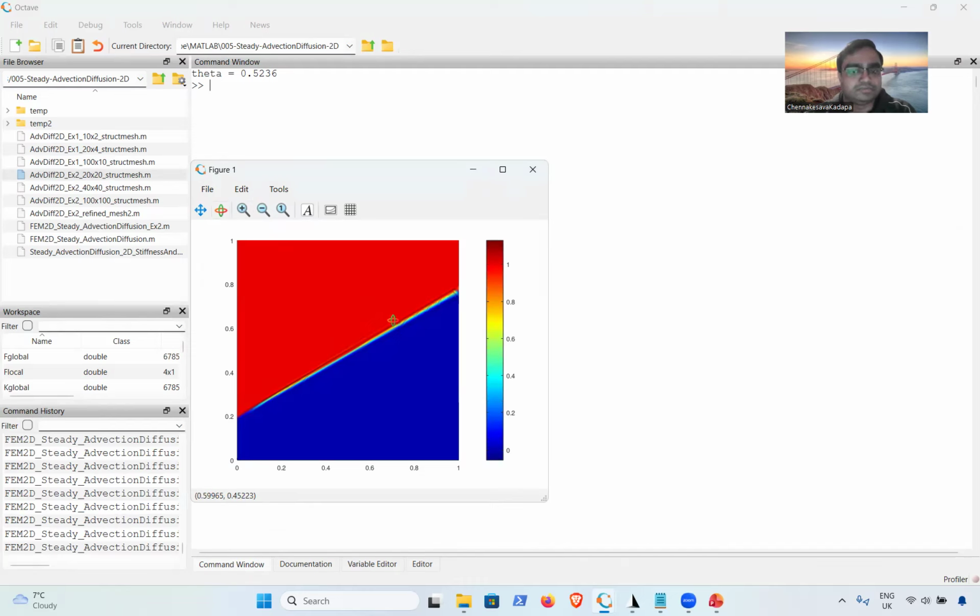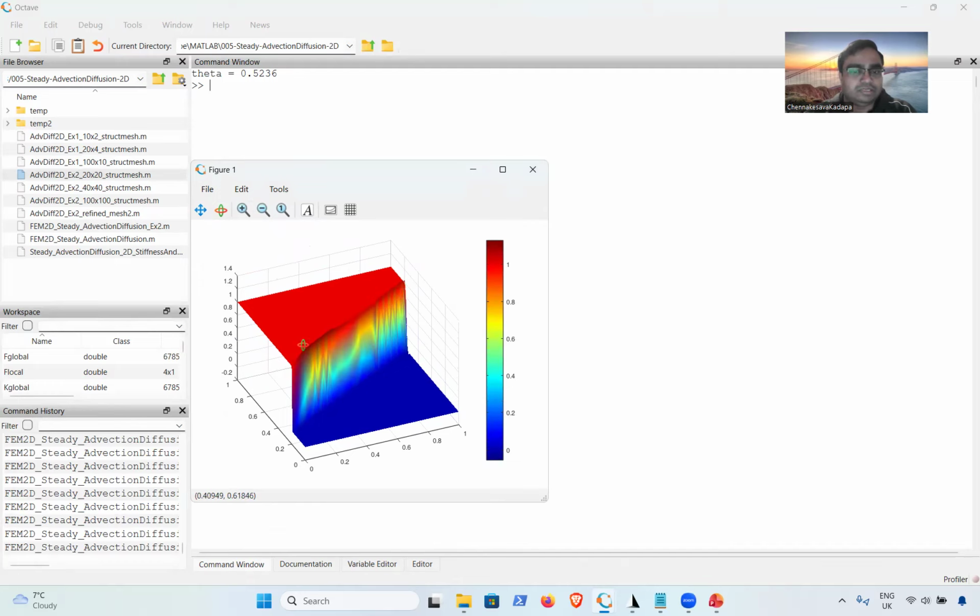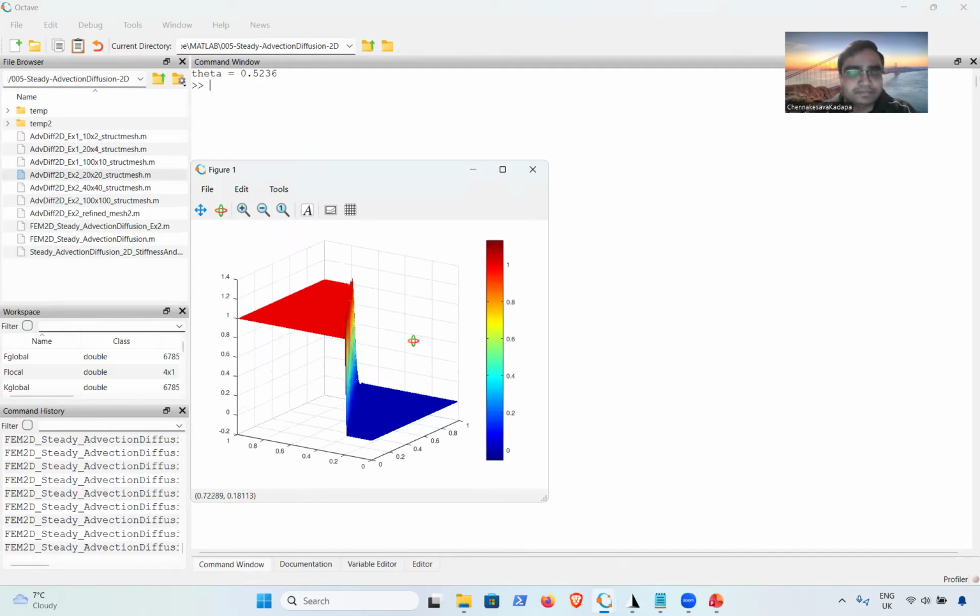Yeah, so this is an even finer mesh. As you can see now, there is still some undershoot and overshoot, but the solution is better.